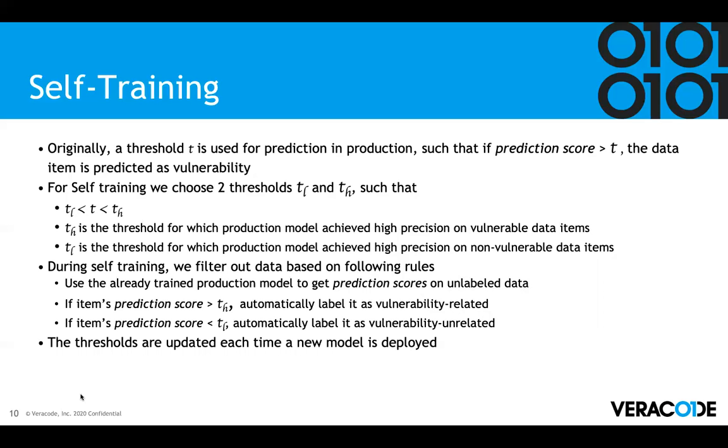Basically, we run the unlabeled data items that we want through our production machine learning pipelines. And if anything is higher than the TH, that is the higher threshold, we use it in the next iteration as positively labeled data, something that should be a security issue or a vulnerability. And whatever has a prediction score lower than the lower threshold, that is TL, we use it as negative label data.